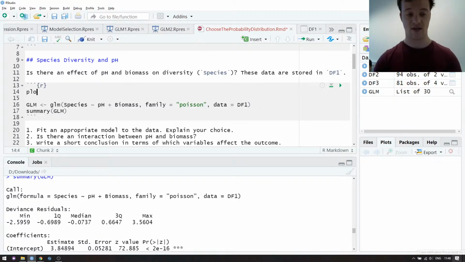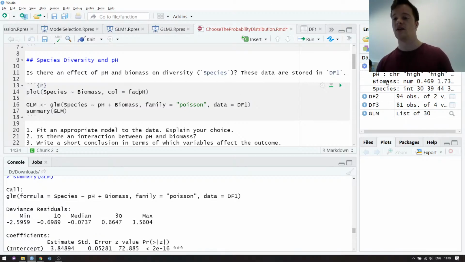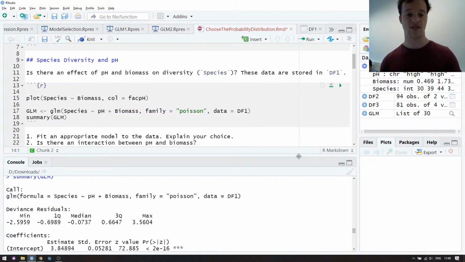So let's do that. We're going to plot the number of species against pH and biomass. Well, that's not going to work, of course, because we can only plot in 2 dimensions. So instead, I'm going to plot species against biomass, and I'm going to color by pH. This is stored as a character, so there should actually be one step preceding this. Let me just move this.